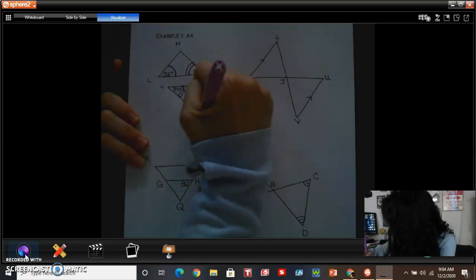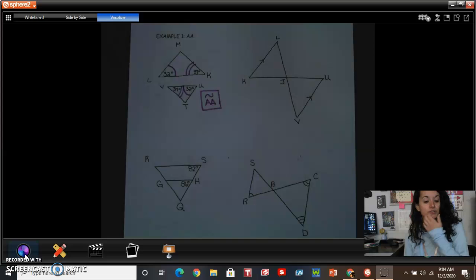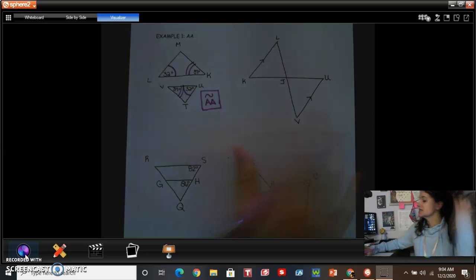Just like that. So on your Google form, you're going to have the option of AAA, or not AAA, AA, SSS, SAS, or not similar. All of them are going to say the same thing. And you would just click, okay, this one is similar by AA. All right, now let's look at this next one.